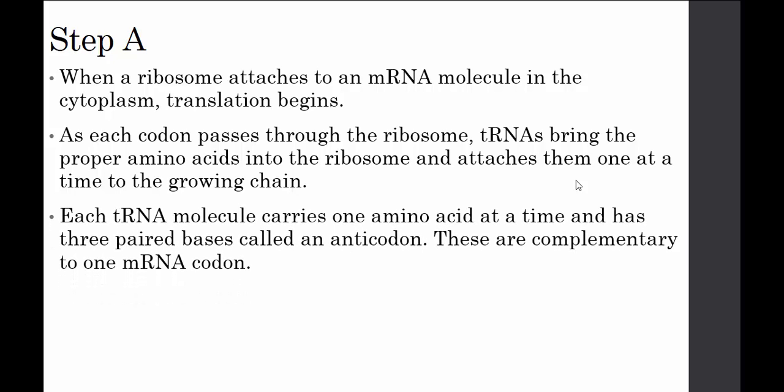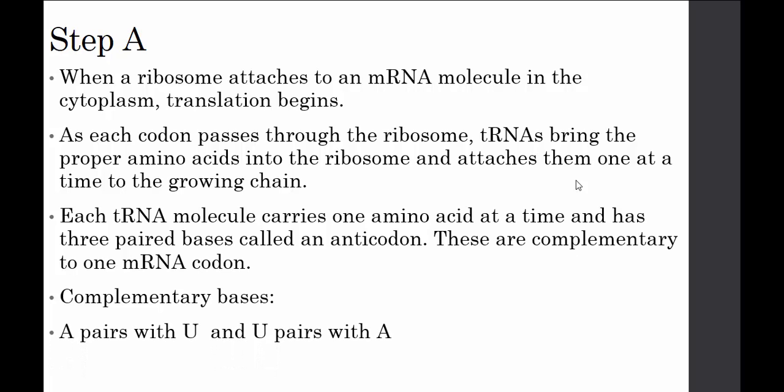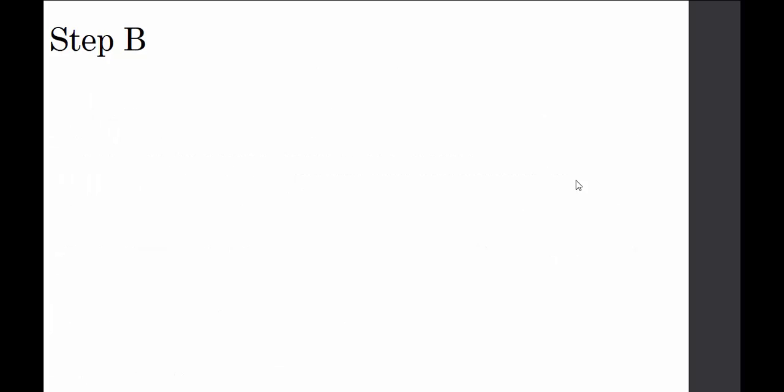Each tRNA molecule carries one amino acid at a time and has 3 paired bases called an anti-codon, and these are complementary to one mRNA codon. Well, what does that even mean? Well, there are complementary bases. A pairs with U, and U pairs with A. C pairs with G, and G pairs with C. And we'll talk about what that means a little later on.